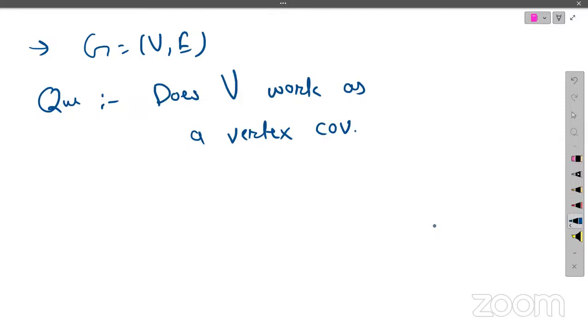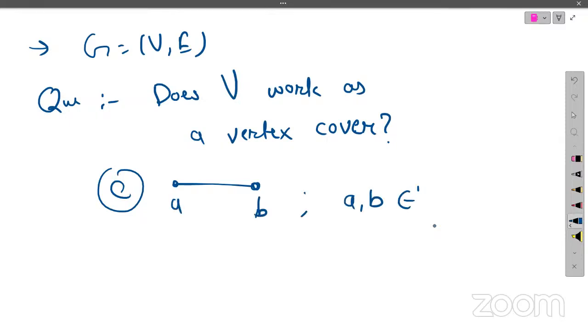Why will it work? Because if you take any edge, this edge will have two endpoints, and those two endpoints are nothing but vertices, A and B, both belonging to V. That means this set V will cover all the edges. That's the meaning of a vertex cover. So that means one feasible vertex cover we have.